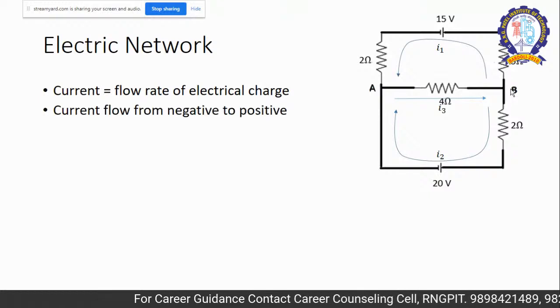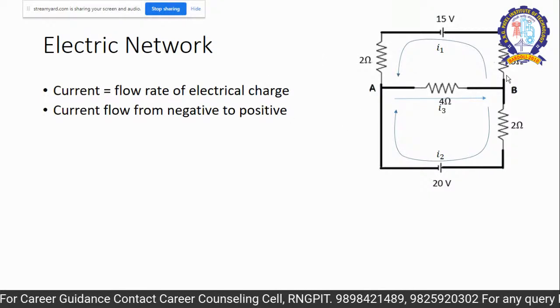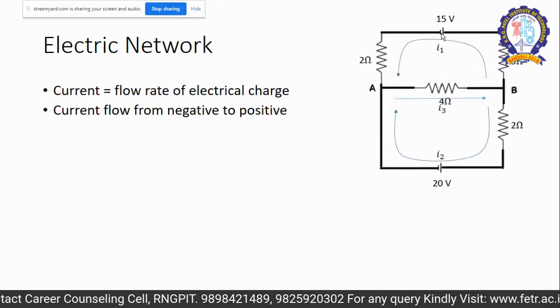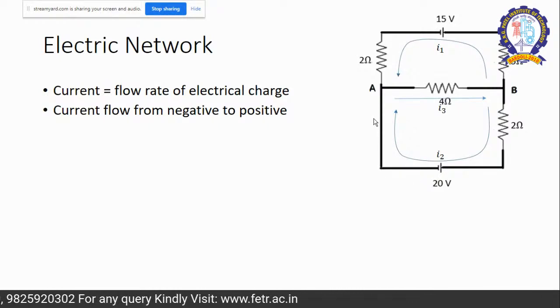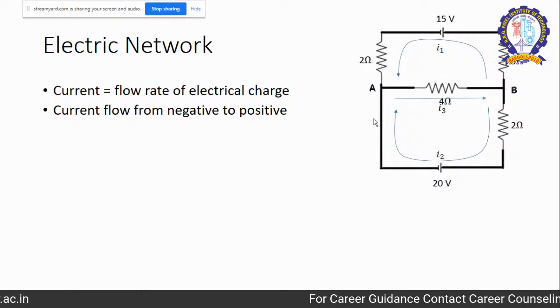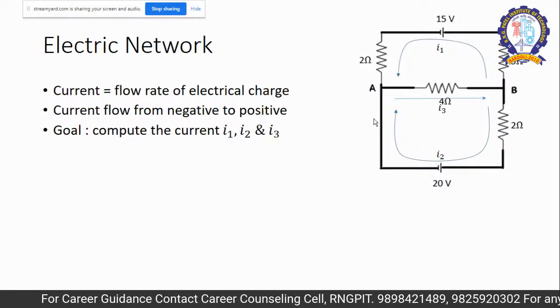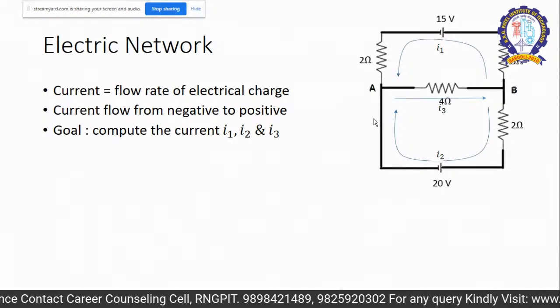Why are we considering this? Because current flows from negative to positive. Here the voltage is negative, and it travels to positive. Here it is negative, here it is positive. So this defines how current travels in the network. The goal is to compute I1, I2, I3 in this circuit.